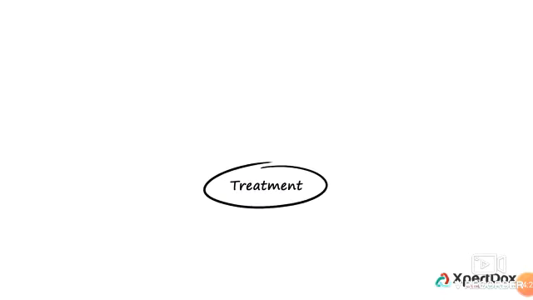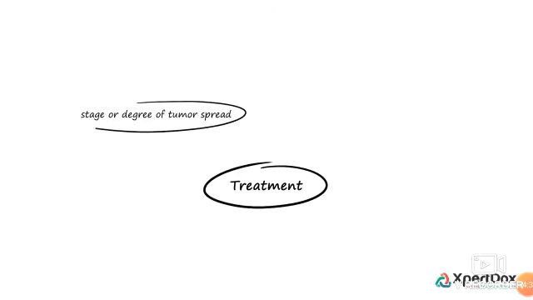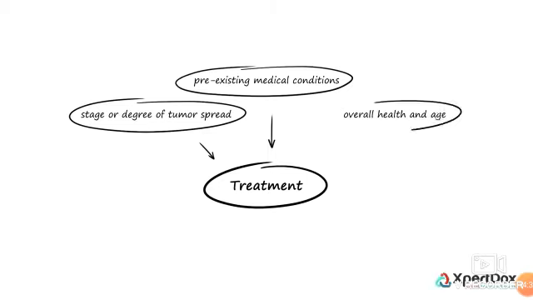Biopsy of the suspected kidney mass helps confirmation of the diagnosis. To evaluate the extent of cancer spread, PET scanning is the standard imaging modality. The therapeutic approach to renal cell carcinoma is guided by the stage or degree of tumor spread, pre-existing medical conditions, and overall health and age of the person.